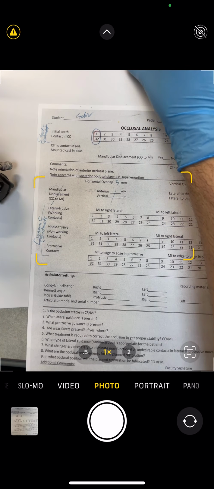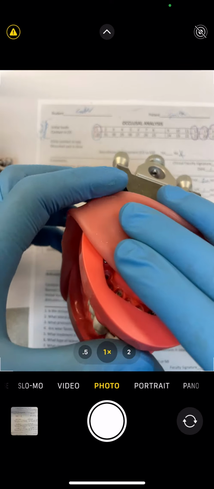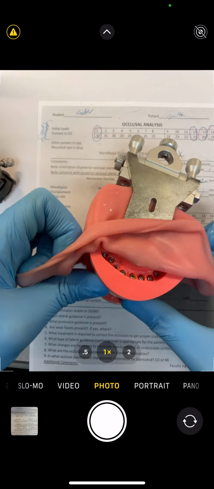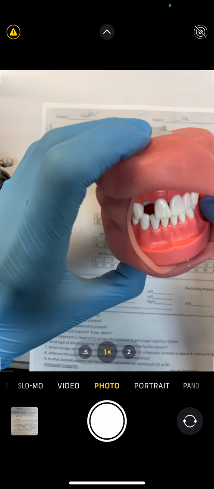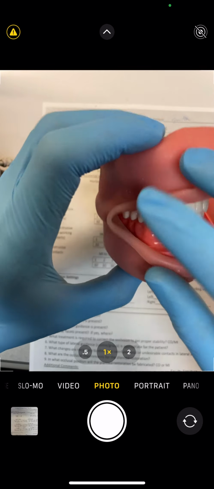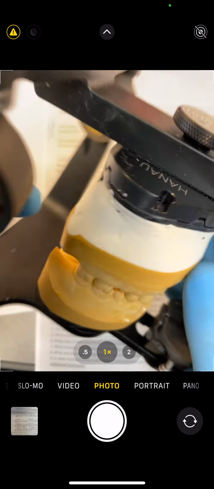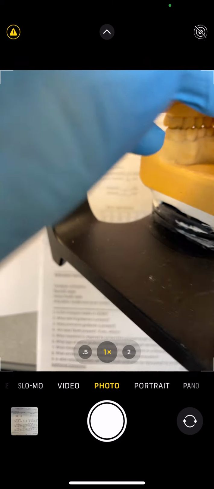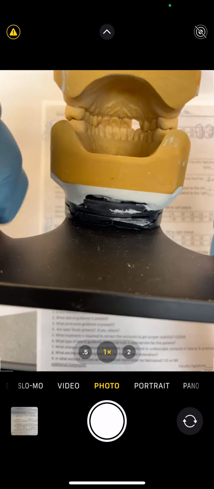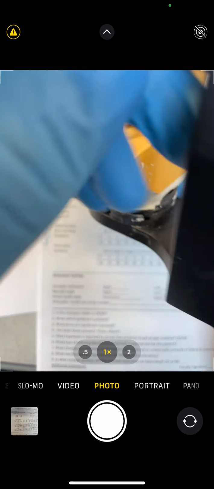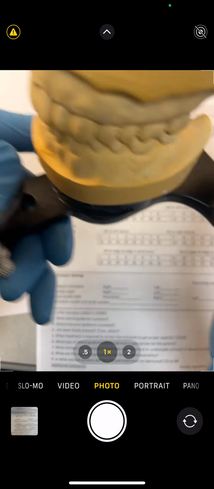You can do this in the patient's mouth, but sometimes it's difficult to accomplish because of the fact you have the cheek in the way, and this is why we take records of the patient and see them on the articulator, so you can visualize the teeth movement from all angles without the cheeks and the lips in the way.